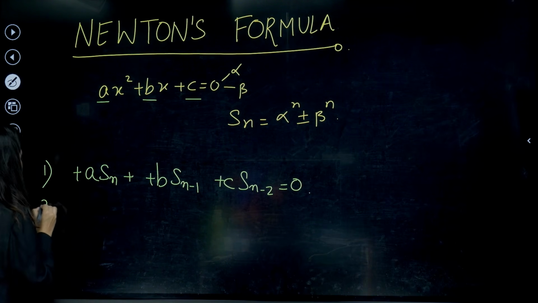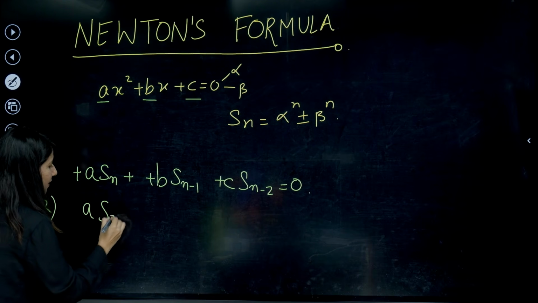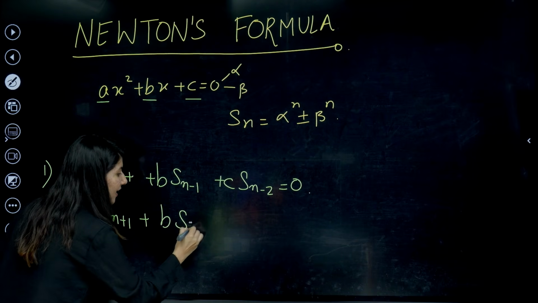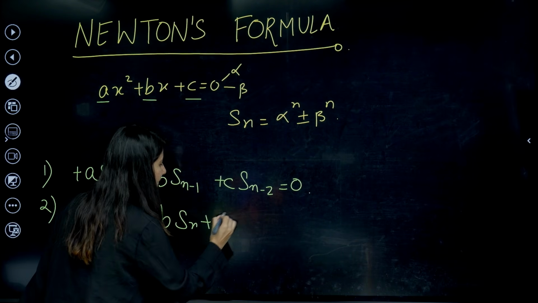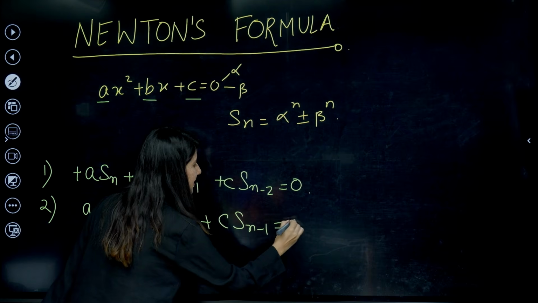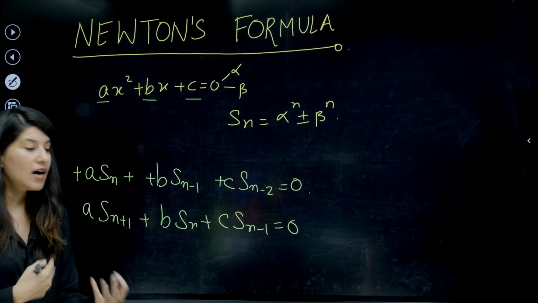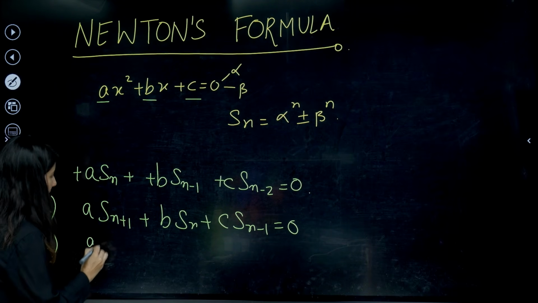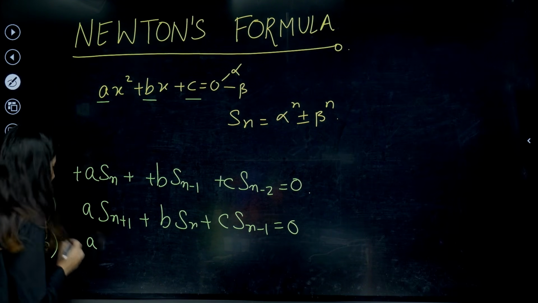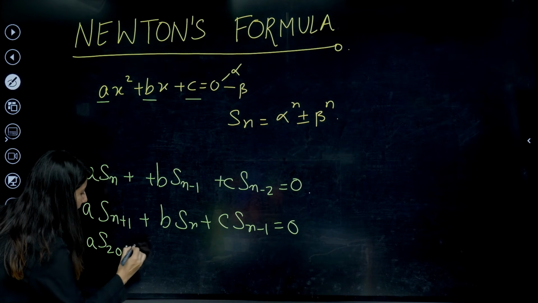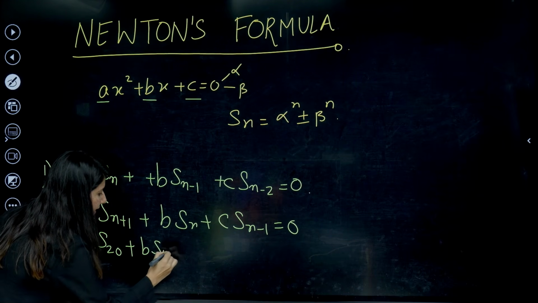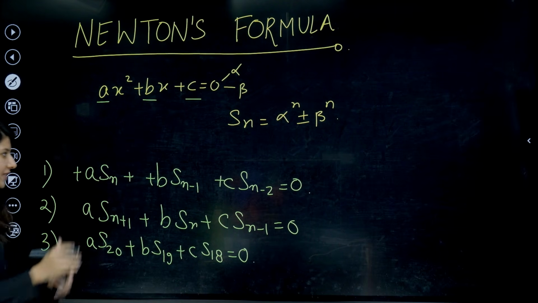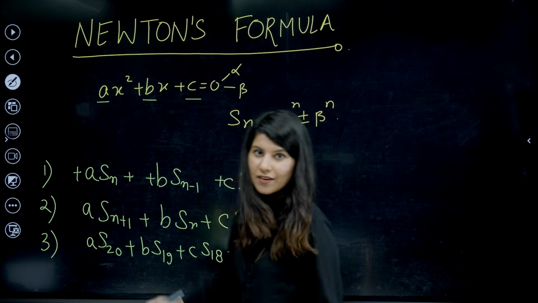Or what you can write is, a will be multiplied with Sn plus 1, then b will be multiplied with Sn, one less than this, right? And c will be multiplied with Sn minus 1 is equal to 0. So these are the generalized versions. Specifically, you can put any value of n to it. So a times, suppose S20, plus b times S19 plus c times S18 is equal to 0. This is what your Newton's formula is, right?